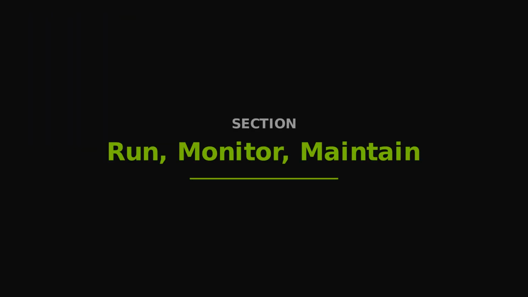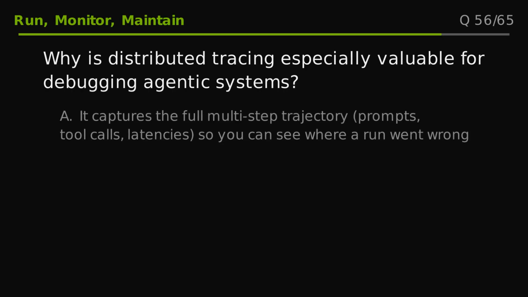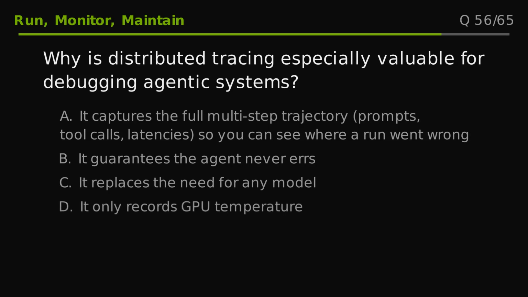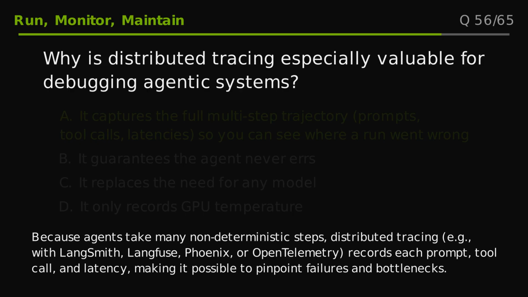Next section, Learn, Evaluate, Maintain. Question 56. Why is distributed tracing especially valuable for debugging agentic systems? Option A: It captures the full multi-step trajectory, prompts, tool calls, latencies, so you can see where a run went wrong. Option B: It guarantees the agent never errors. Option C: It replaces the need for any model. Option D: It only records GPU temperature. The correct answer is A. Because agents take many non-deterministic steps, distributed tracing, for example, with LangSmith, Langfuse, or OpenTelemetry, records each prompt, tool call, and latency, making it possible to pinpoint failures and bottlenecks.